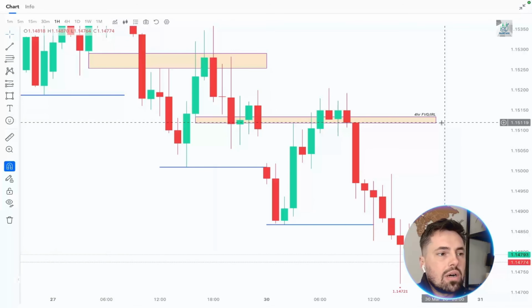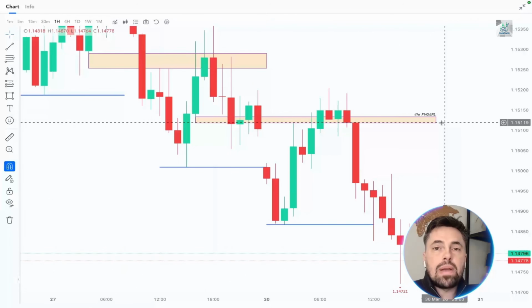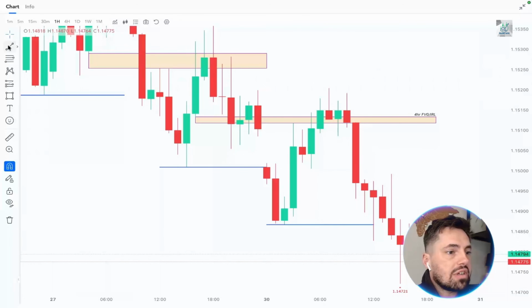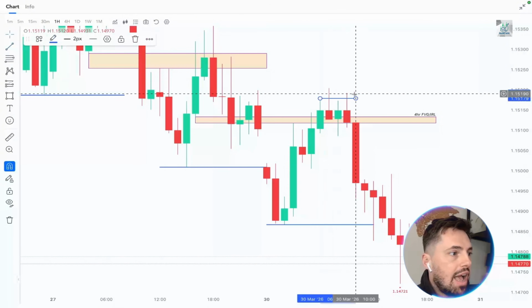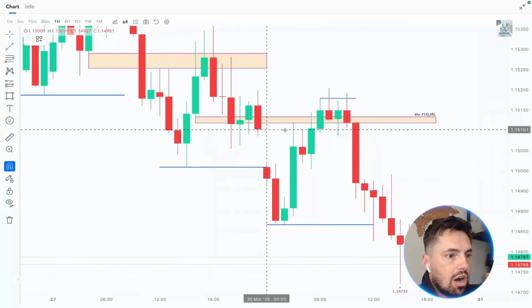The 1-hour makes the narrative a bit more actionable. It sharpens the story the 4-hour has already told me. So with this example here, we've come into the 4-hour. We have made a 1-hour CRT pattern.